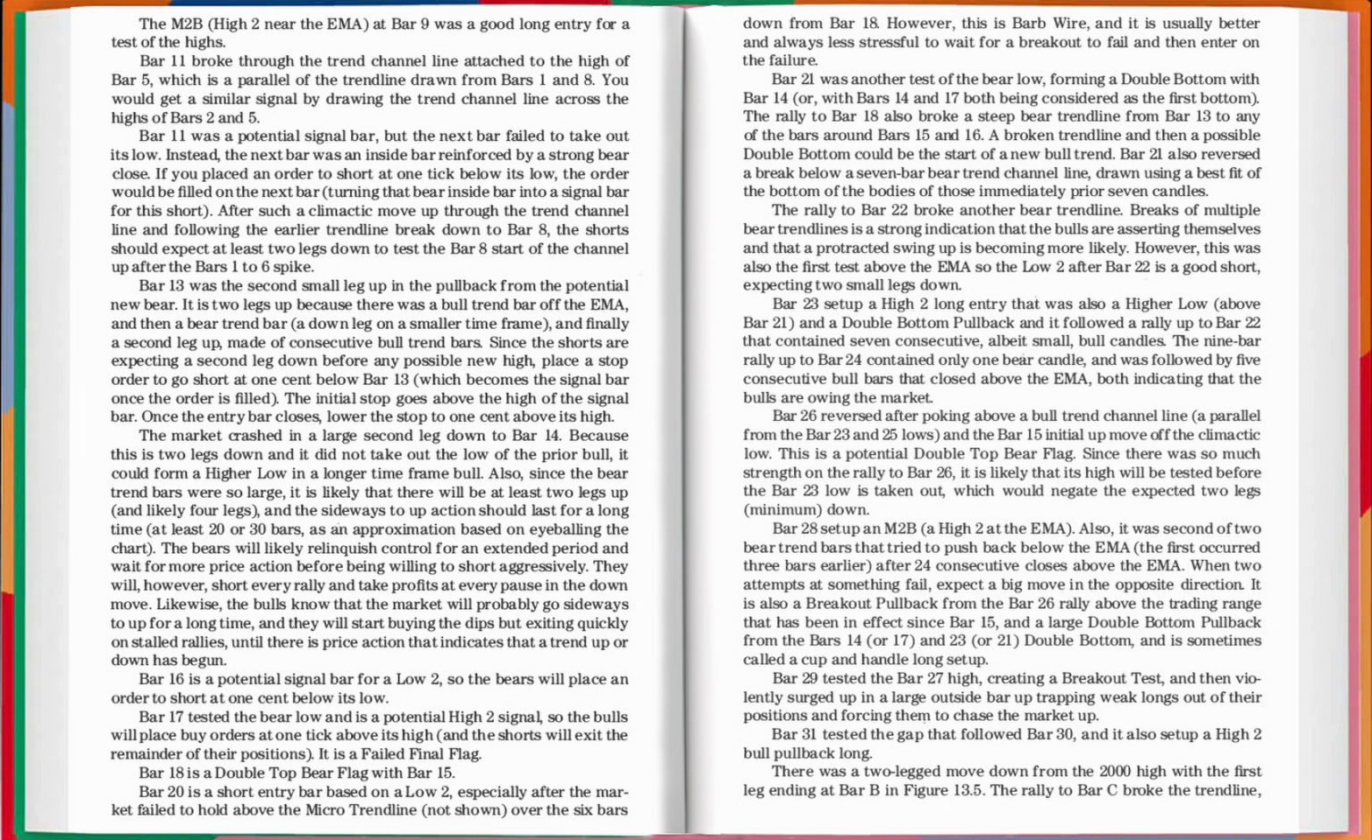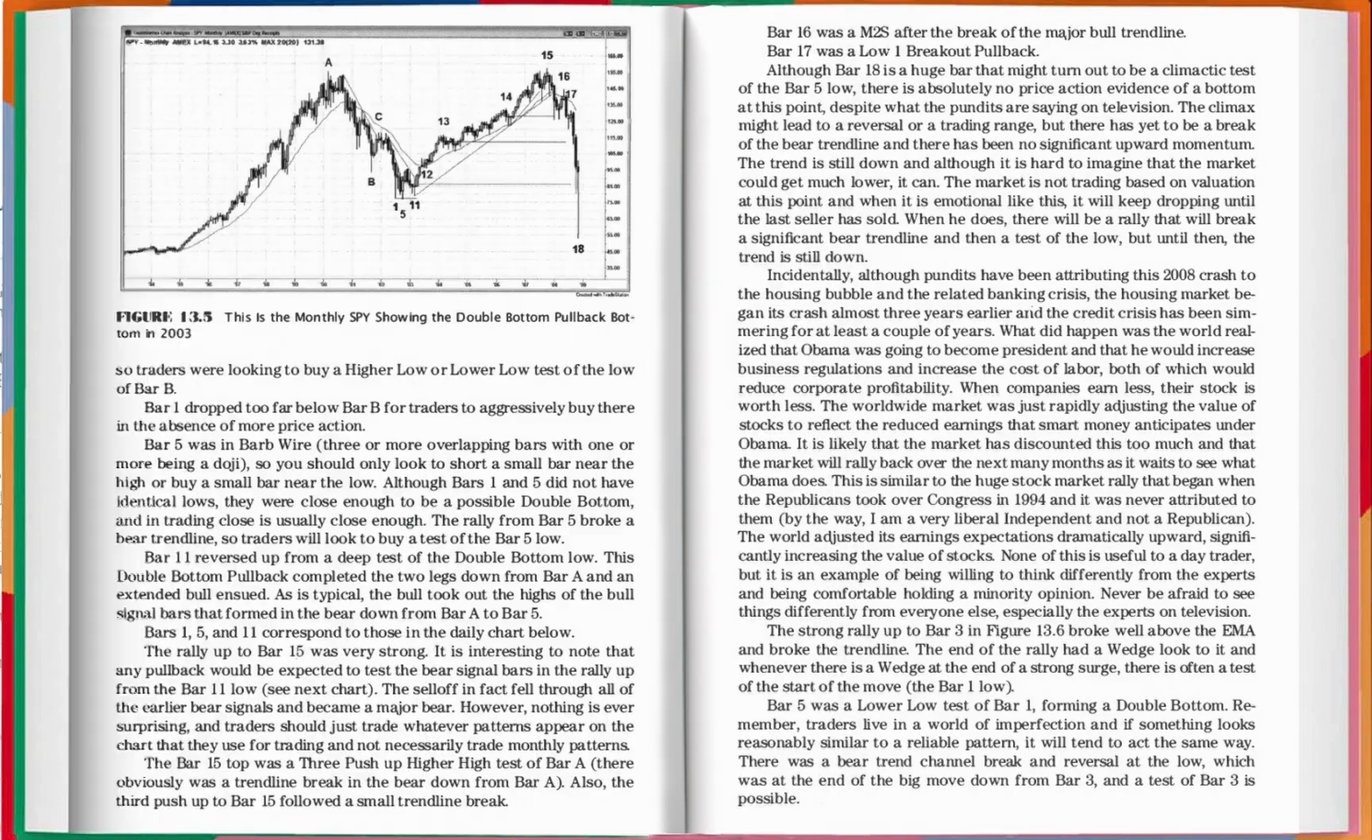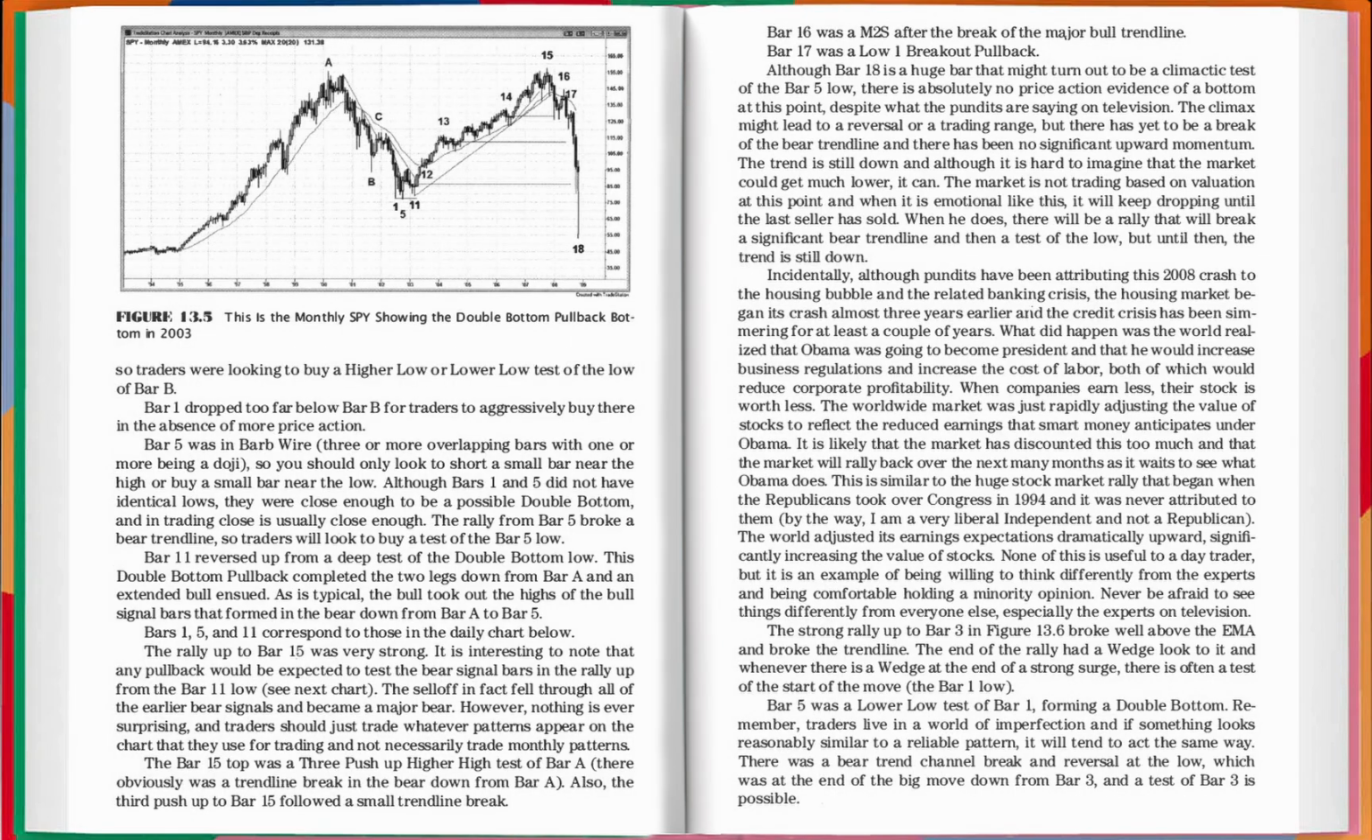There was a 2-legged move down from the 2000 high, with the first leg ending at bar B in figure 13.5. The rally to bar C broke the trend line, so traders were looking to buy a higher low or lower low test of the low of bar B. R1 dropped too far below bar B for traders to aggressively buy there in the absence of more price action.